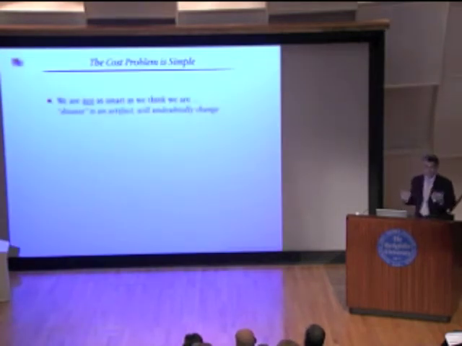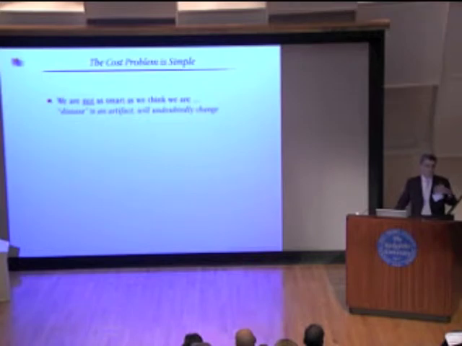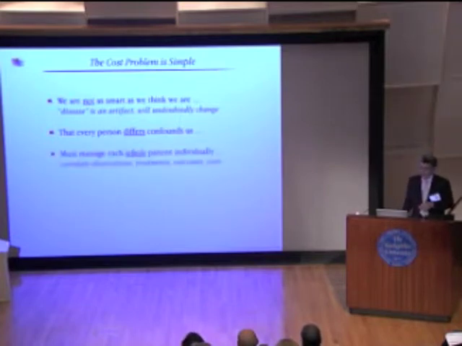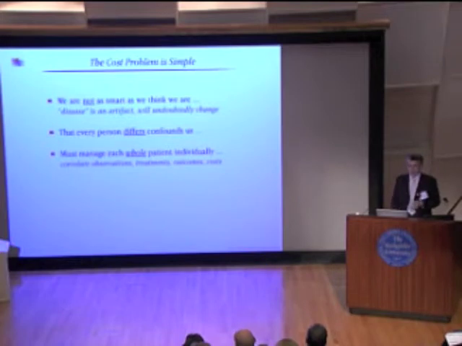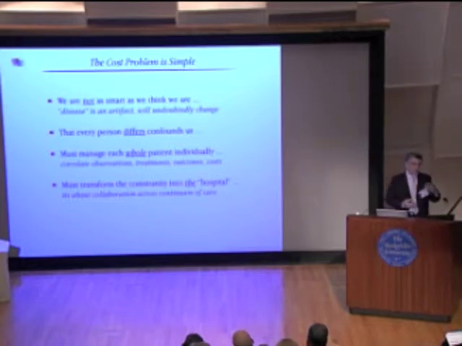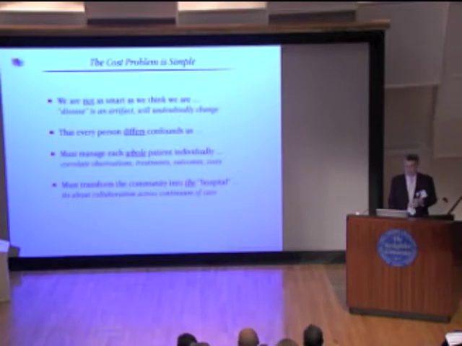The cost problem, in my view, is very simple. Number one, we're not as smart as we think we are. The amount of knowledge that we know, clinical knowledge, compared to what is knowable is a mere fraction of the possibilities. And that's made much more difficult by the fact that each and every person is different. We have to also manage the whole patient individually if we're going to do this effectively. And that patient exists in a continuum from their home to vacation to the hospital, wherever, so that we really need to rethink the hospital as being the community, where our traditional hospital is a mere node on the network, the bricks and mortar.